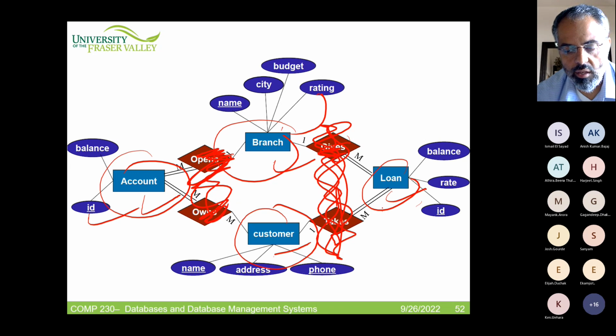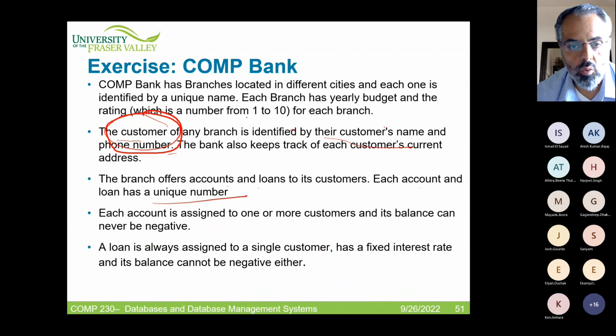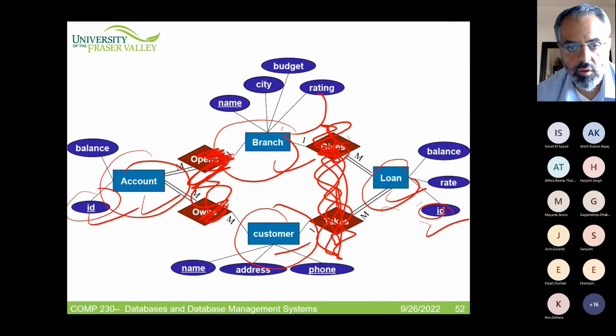Since I named it ID, it's a number, it is unique, so I can use it as a primary key. And here it was mentioned that each one is identified by a unique name, so it can be used as a unique key here.